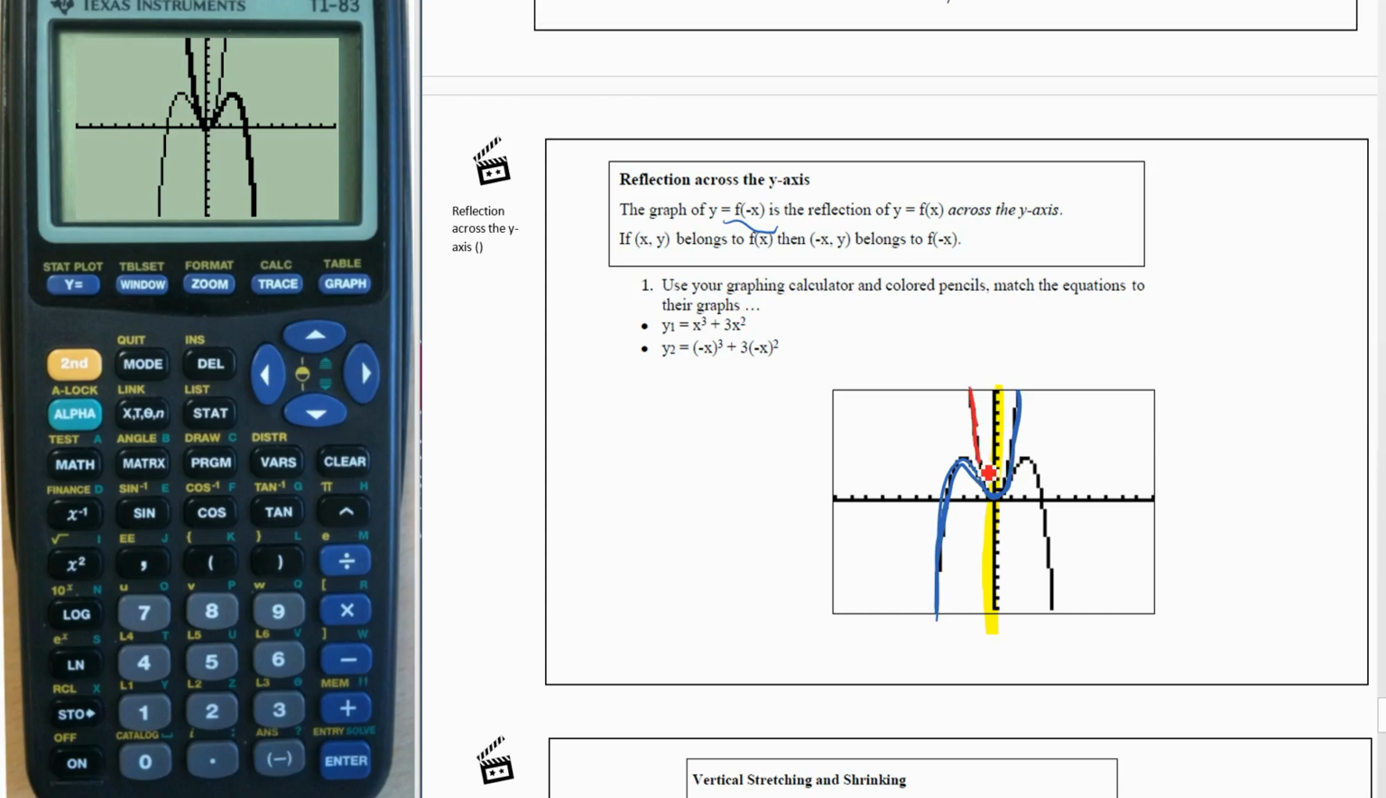Okay, so here's our new function, the one that's flipped. Okay, so when you want to flip something across the y-axis, wherever there's an x, you're going to plug in a -x.